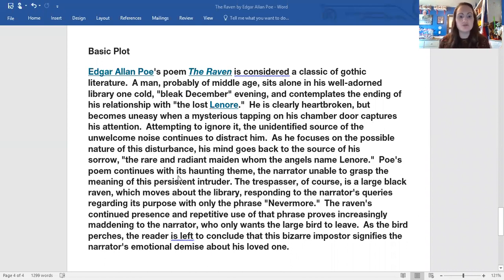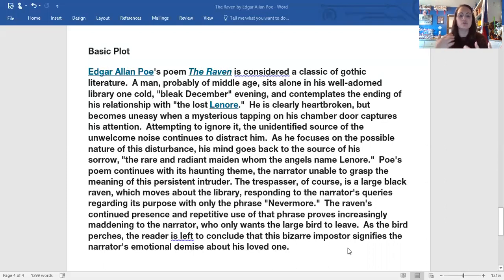Poe's poem continues with its haunting theme, the narrator unable to grasp the meaning of this persistent intruder. The trespasser, of course, is a large black raven, which moves about the library, responding to the narrator's queries regarding its purpose with the only phrase that he repeats, nevermore. The raven's continued presence and repetitive use of the phrase proves increasingly maddening to the narrator, who only wants the large bird to leave. And this is where the climax begins.